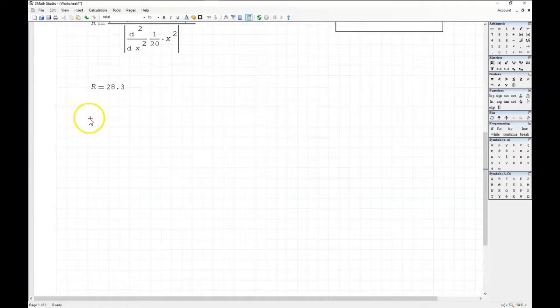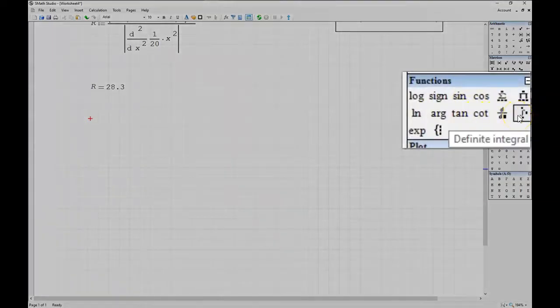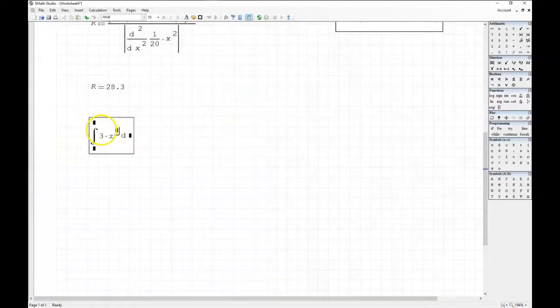Let's quickly look at integration. To do an integral, we can only do definite integrals. So we are going to use the definite integral button. Let's have 3z squared dz, and let's go between 0 and 2. Then I can hit equal, and that gives us 8. We can't do integrals symbolically in SMath.